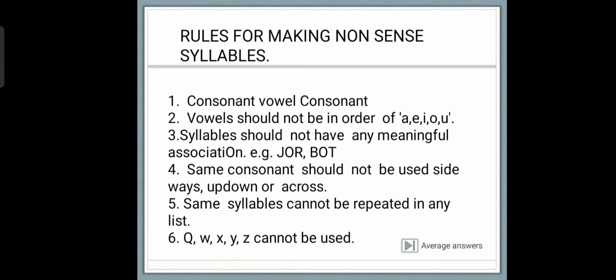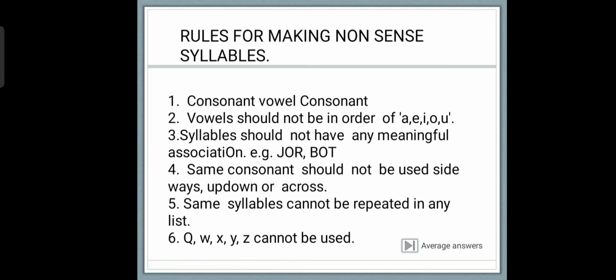Then the same consonant should not be used sideways, up, down or across. That means the same consonant cannot be used in the same CVC. That is, the one you are using in the first part won't be using in the last part. In the same way, when you are ending the consonants that is there in the previous nonsense syllable, those consonants should not be there in the next nonsense syllable. That's why, so it should not be similar up, down or across.